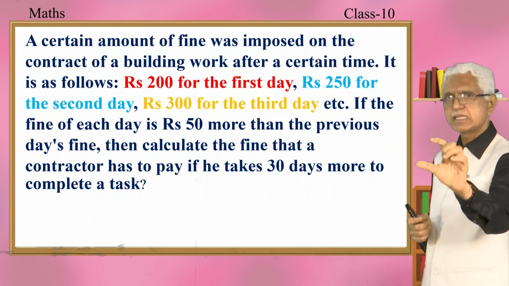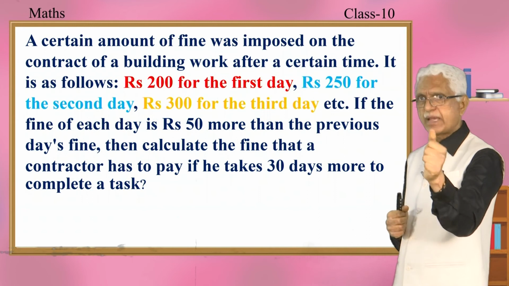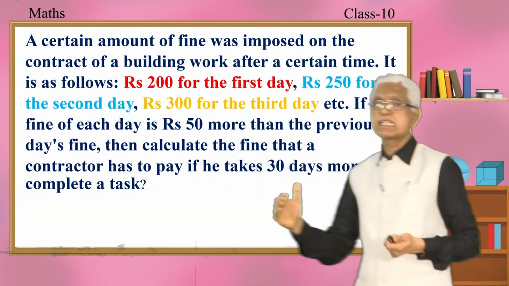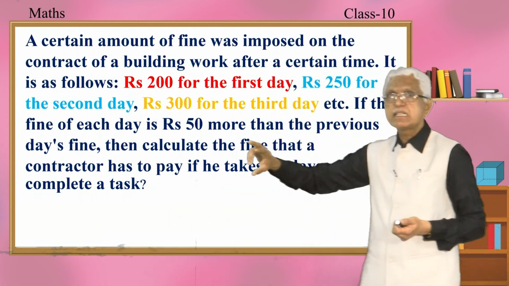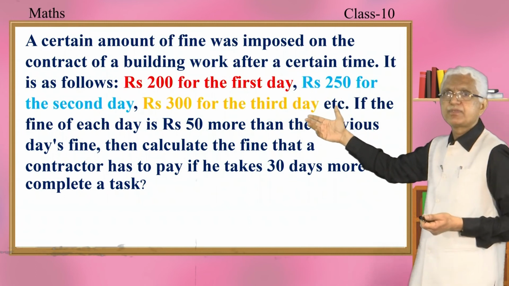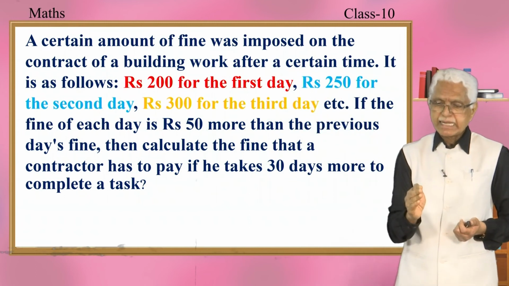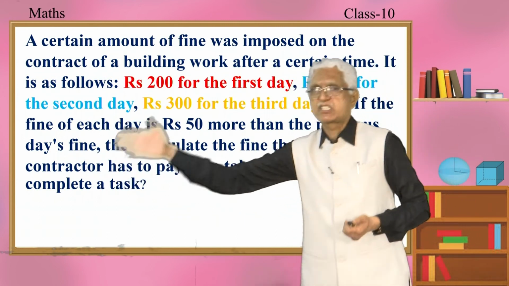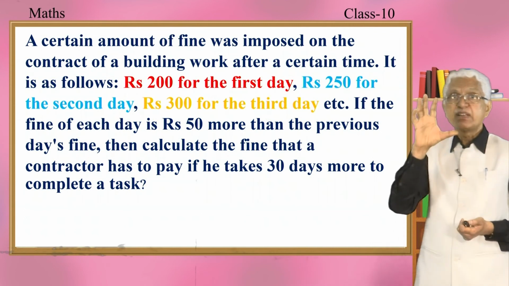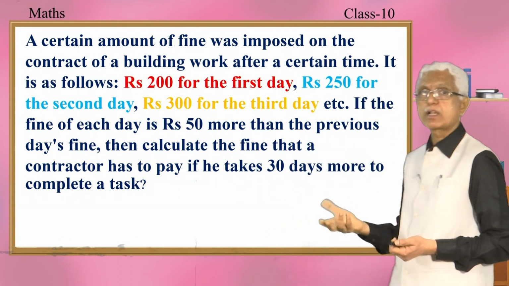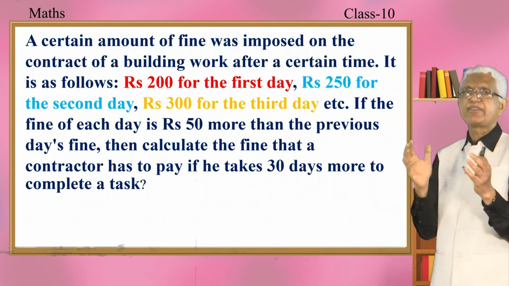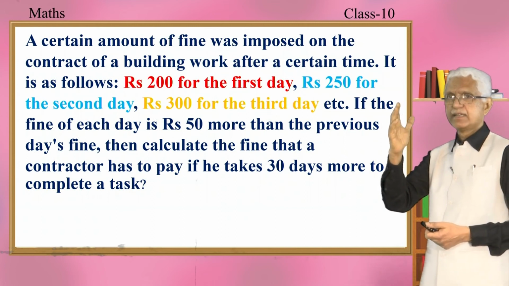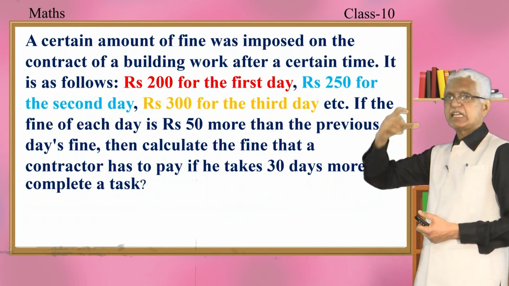He has to finish the work in a certain number of days. If he is delayed by 1 day, 200 rupees for the first day. If he is delaying by the second day, 250 rupees, the third day, 300 rupees. So, for a delay of every day, 50 rupees he has to pay extra. If the fine for each day is 50 rupees more than the previous day's fine, calculate the fine that the contractor has to pay if he takes 30 days more to complete the work.